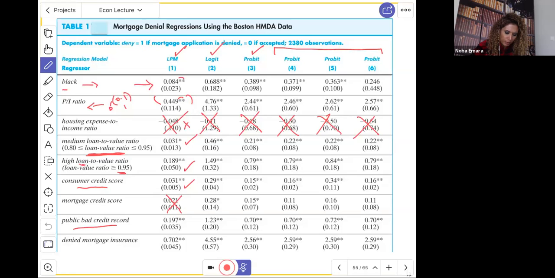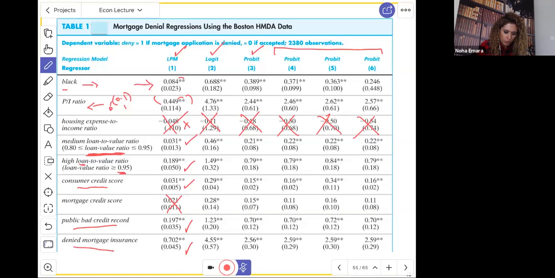Next, public bad credit. If the person has a public bad credit, this increases the probability of being denied from the mortgage application by 19.7%, which is really high. Denied mortgage insurance, if you were previously denied mortgage insurance, then 70.2% that you would be also denied from the mortgage application.